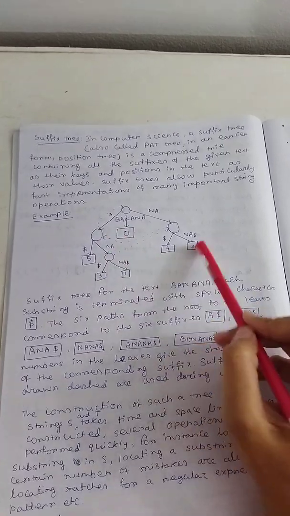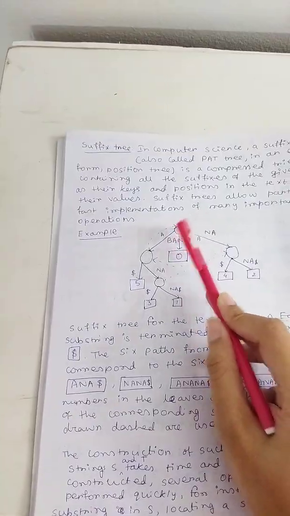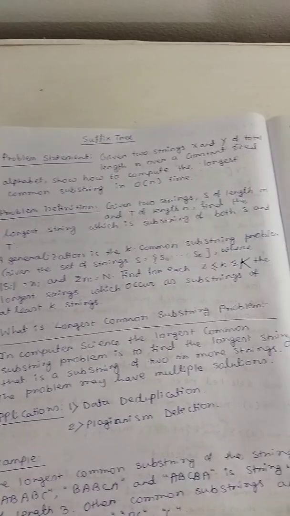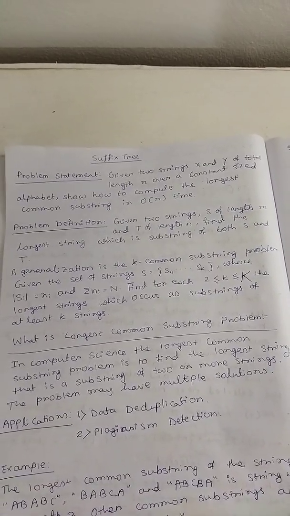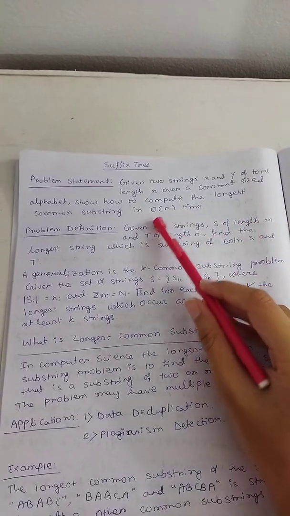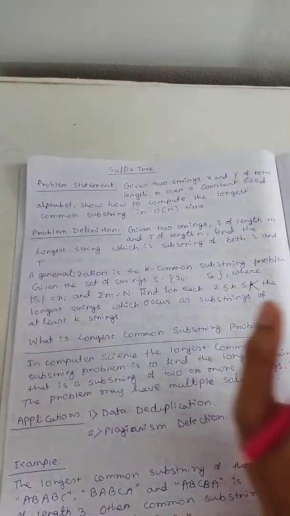Here you can see one example, where we get the answer at the root. For our problem, we have two strings of total length n. When we compute it and get the suffix tree, we will get the answer at the root.